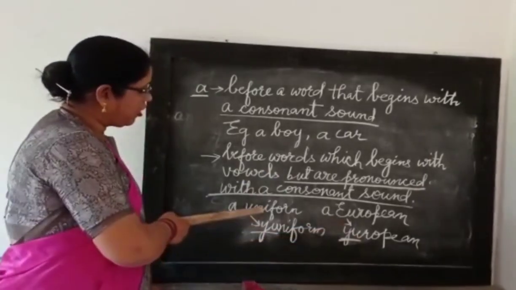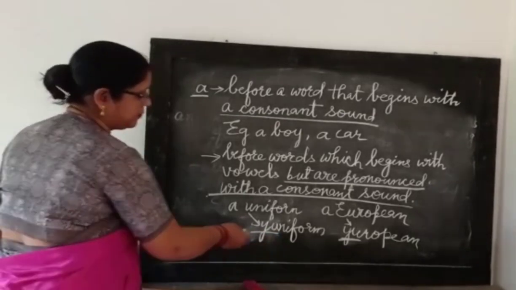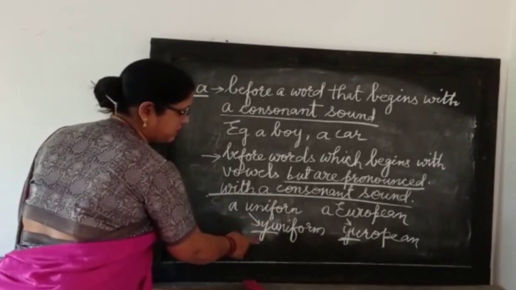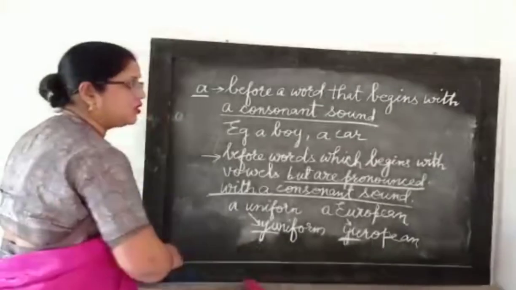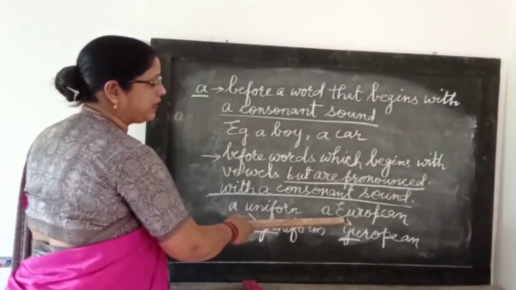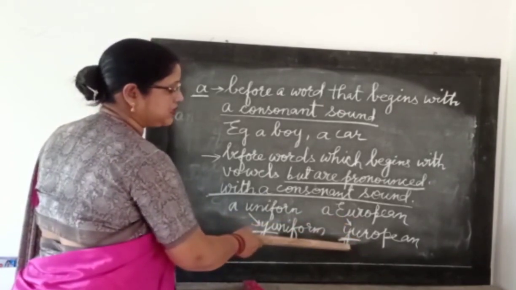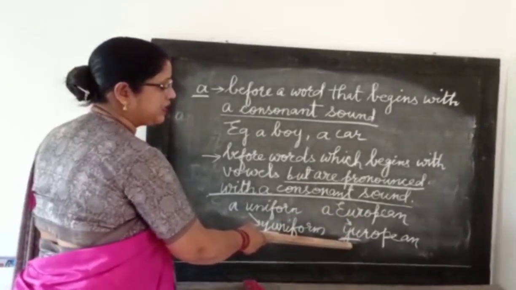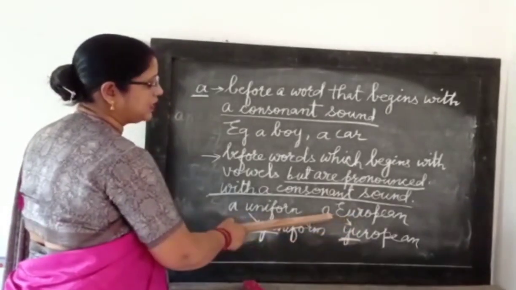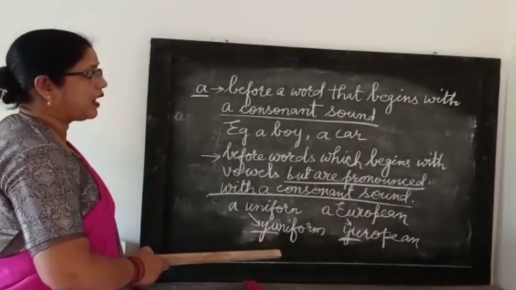But in case of uniform, this U sounds like YU. I have underlined here YU, which means the sound starts with a consonant, that is Y. Y is a consonant. Similarly, European starts with the vowel E, but when we pronounce it, it comes as Yuropean. That means Y, the consonant. The sound of Y is very clear, and that is why we use a before this type of words. I hope it is clear.